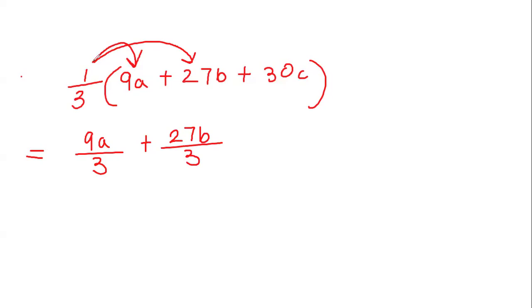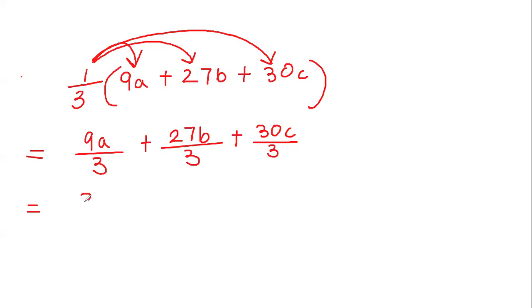All right. So we distribute the fraction. So we have a third multiplied by 30. So we say 1 times 30, which gives us what? 30c. 30c all over what? 3. All over 3. 9a divided by 3 is what?